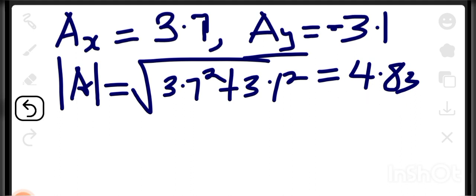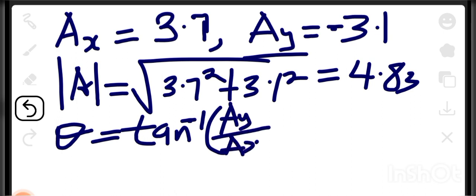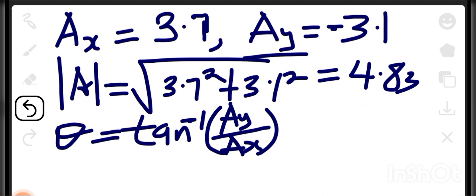And listen, if I want to get theta, which is the direction, theta will be, number 1, tan inverse of AY over AX. Now this is possible if AX and AY are positive. That's when this formula will be possible. That is the first rule. Now, the second rule, rule 2.